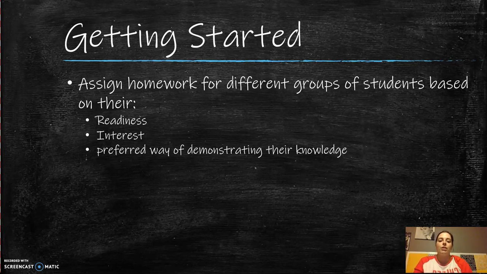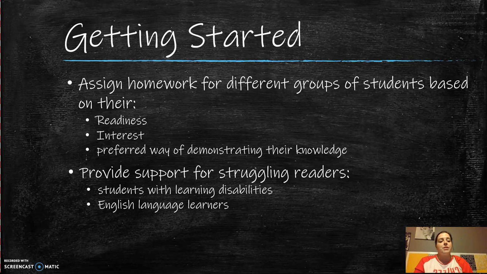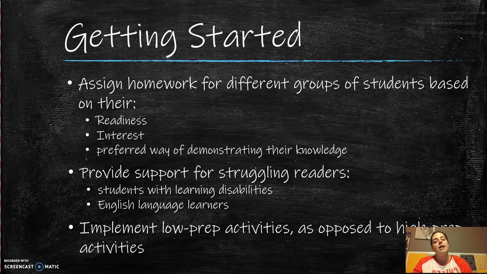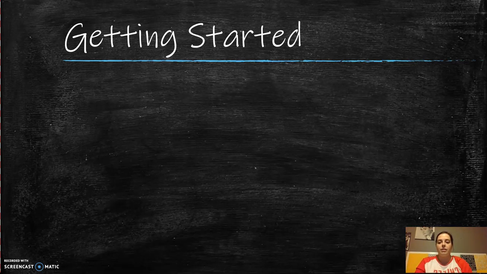Then you're going to assign homework for different groups of students, based on whether they're ready, if they're interested, or their preferred way of demonstrating their knowledge. Those are just a few things. You're going to provide the support for the readers that struggle, students with learning disabilities, the English language learners. Then you're going to implement low prep activities rather than the high prep activities. Something that does not take a lot of time to get ready for, and students can get right into it.